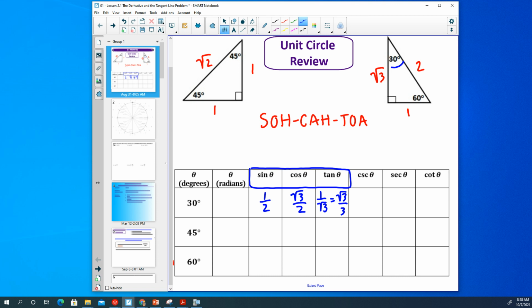Let's bop down to 60 degrees. Now I'm looking at this angle here. So sine, opposite over hypotenuse, so square root of 3 over 2. Cosine, adjacent over hypotenuse, 1/2. Tangent, opposite over adjacent, square root of 3 over 1 is just square root of 3.